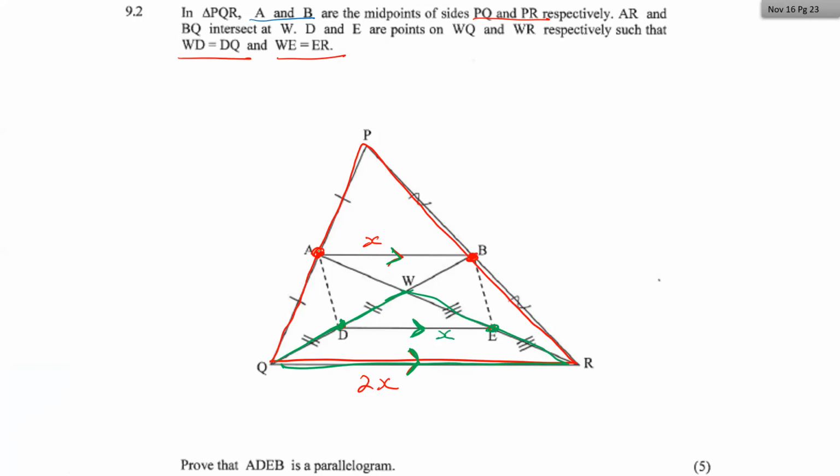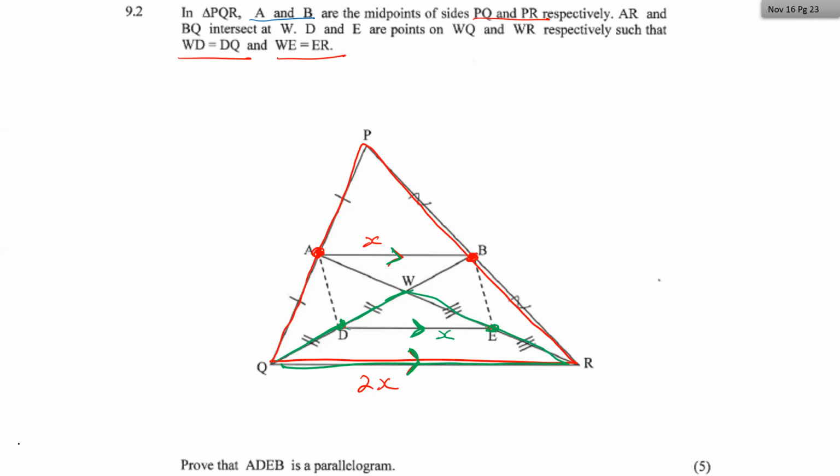If you look at the diagram now, you can see AB is parallel to DE, and AB is equal to DE, which actually means it's a parallelogram, a pair of opposite sides equal and parallel. Now, to write it out is a problem. I wouldn't say it's a problem, but it's a challenge.